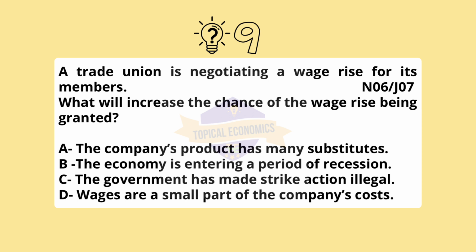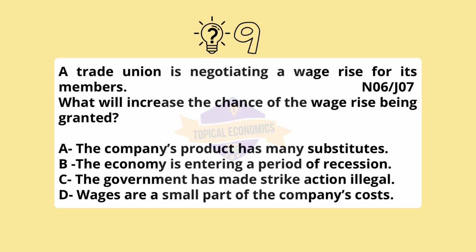Coming to question 9. This is from November 2006 and June 2007. A trade union is negotiating a wage rise for its members. What will increase the chance of the wage rise being granted? Option A, the company's product has many substitutes. Option B, the economy is entering a period of recession. Option C, the government has made a strike action legal. Option D, wages are a small part of the company's costs.